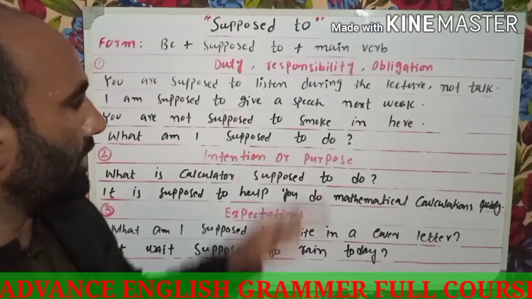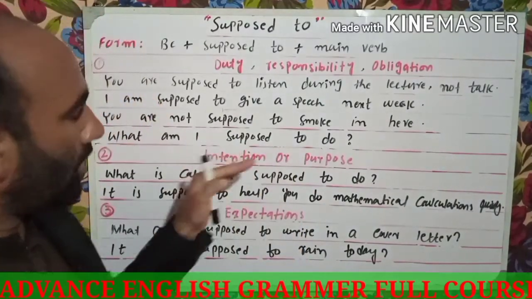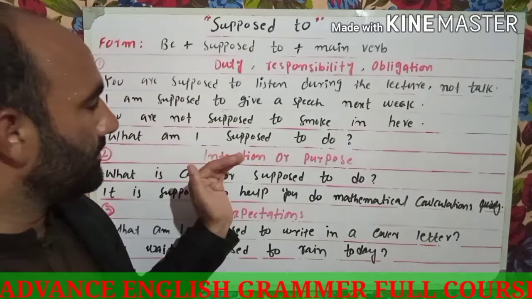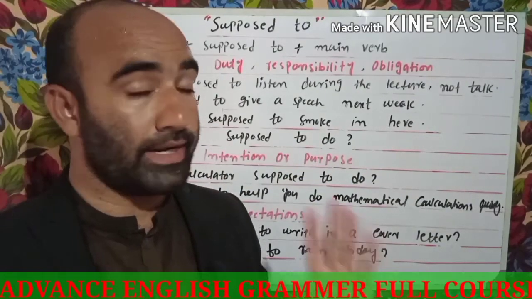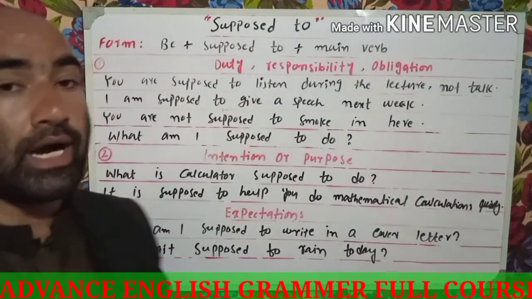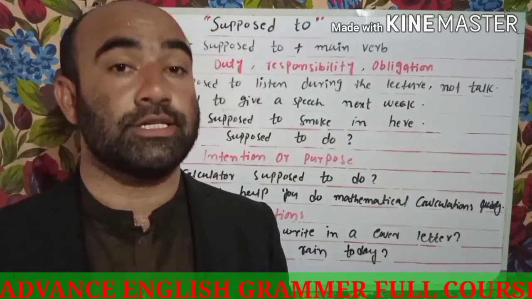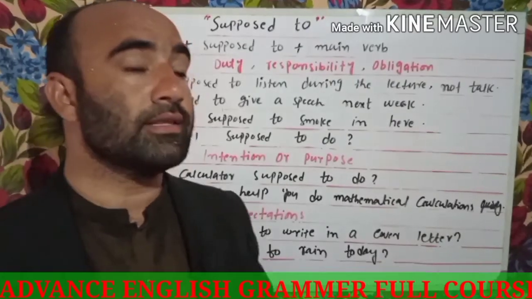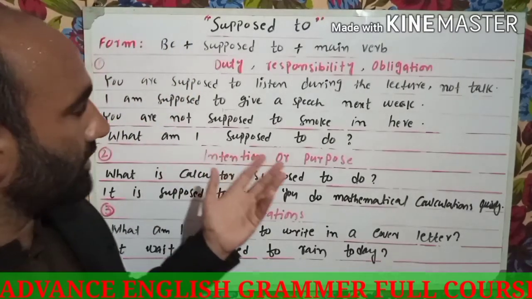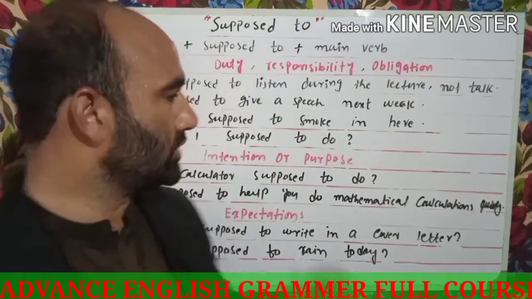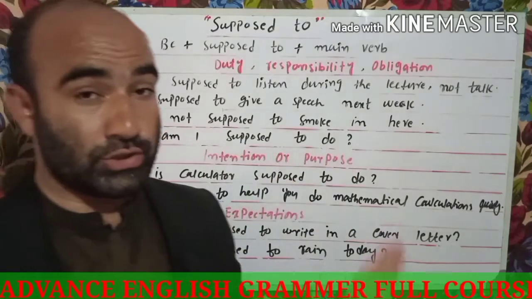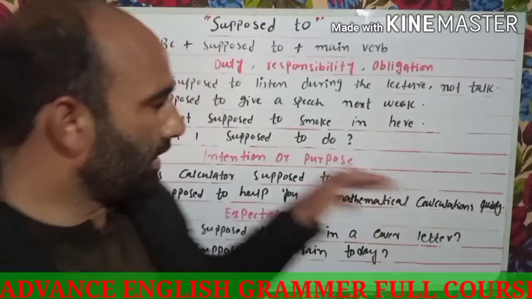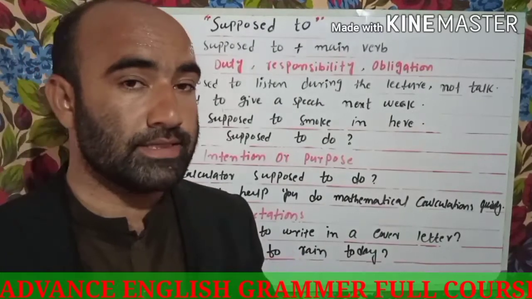For example, sorry, I have left one example here. How can we make the question regarding supposed to? What am I supposed to do? No, I'm making here the recommendation, the suggestion. I'm telling my friends, what should I do here? What to do here? We also use supposed to for the suggestion, for the recommendation. Now here we will be talking about the intention or the purpose. We also use supposed to.